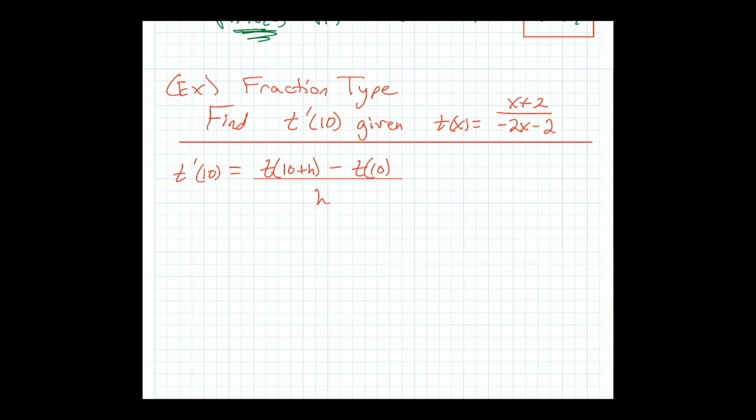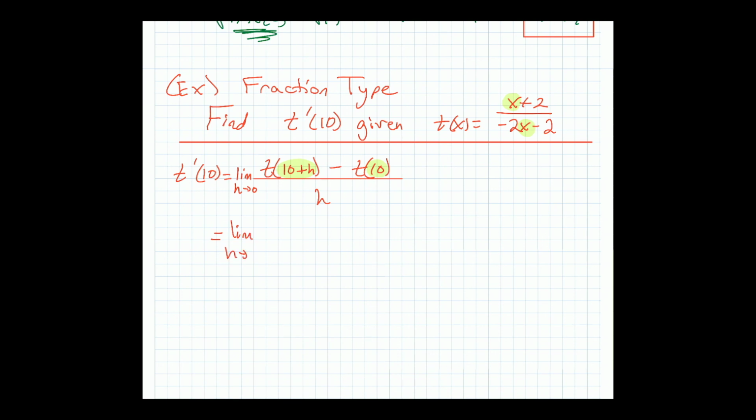Okay, so what we're going to have to do is plug the 10 plus h into that x, and also you're going to plug the 10 into both of those x's. So this is the hardest one to write, especially since I wrote the formula wrong here. Hold on. I lost a limit as h goes to 0. Okay, now we have it.